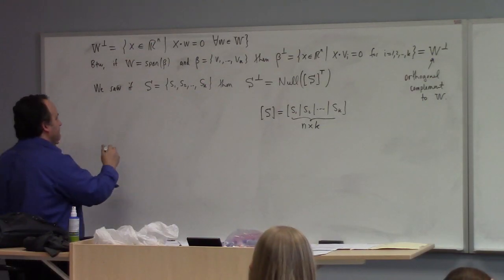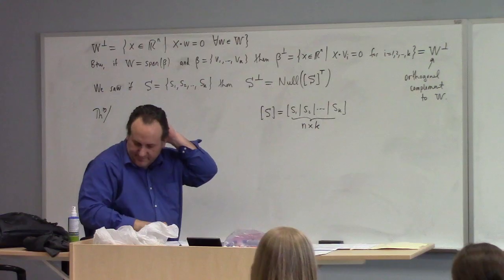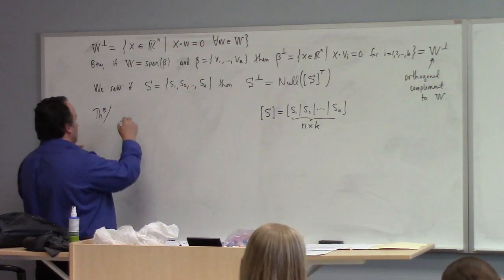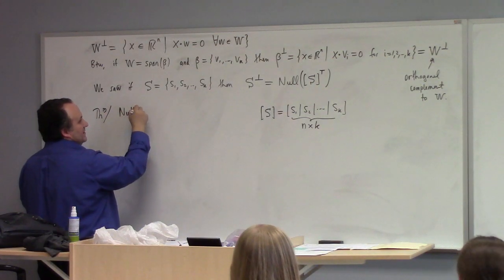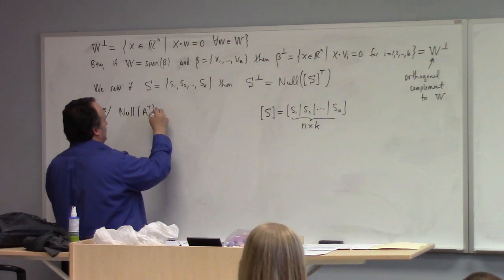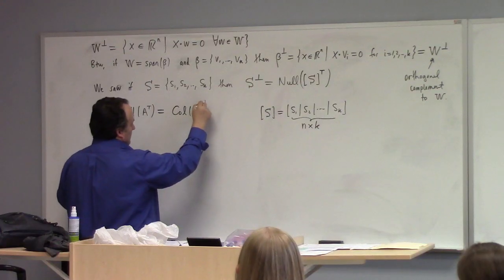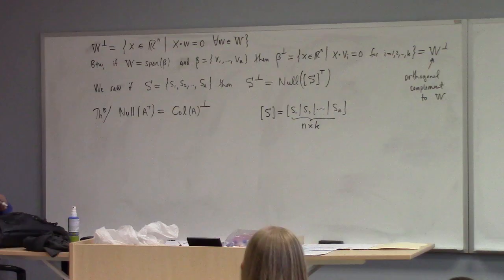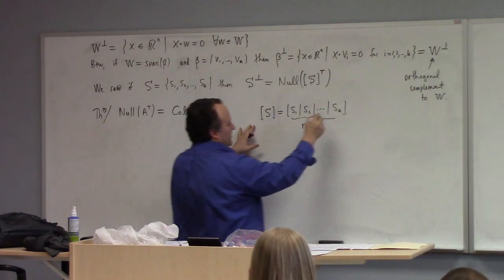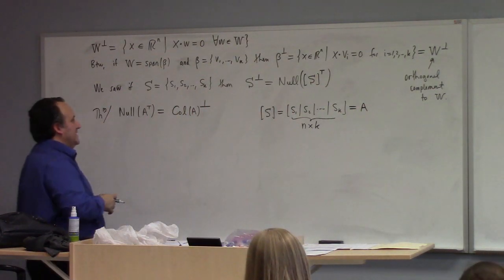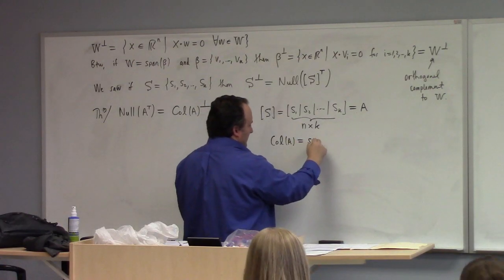Let me restate this theorem using a matrix A. If I just translate the same result, we have that the null space of A transpose is equal to the perp of the column space of A. I'm just putting this equal to A. Admittedly, I am also using the theorem above, because the column space of A was what? It's the span of the columns, right?